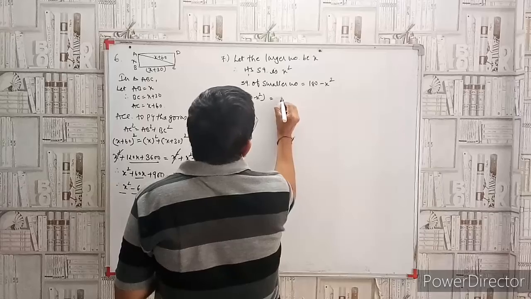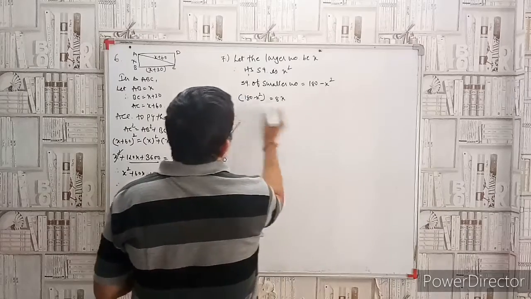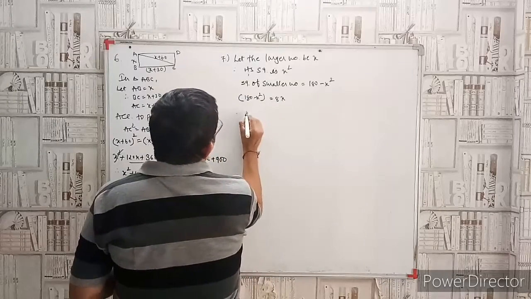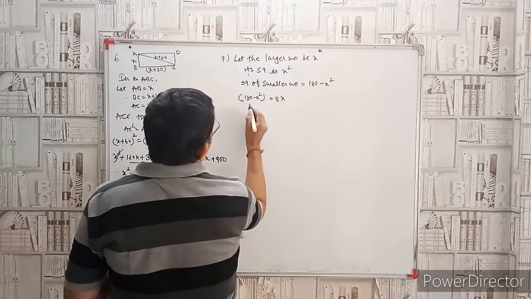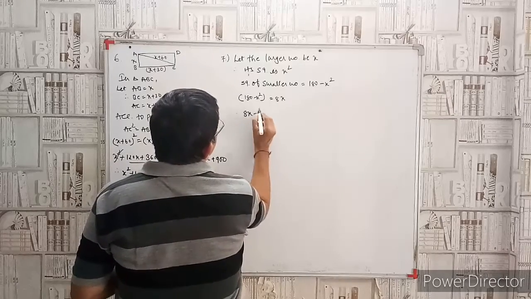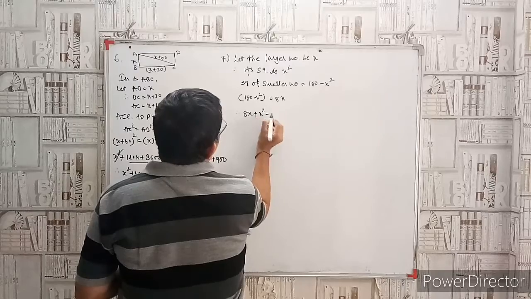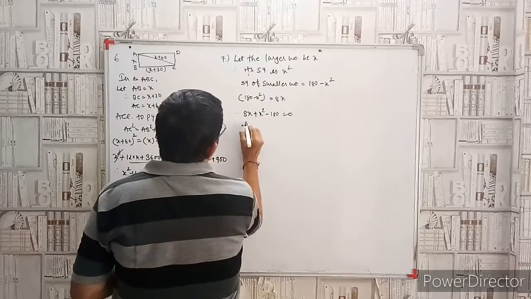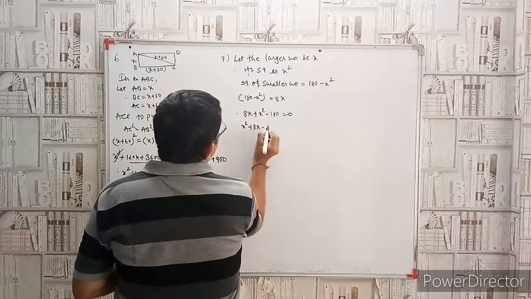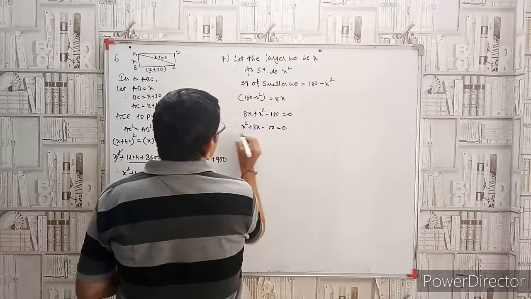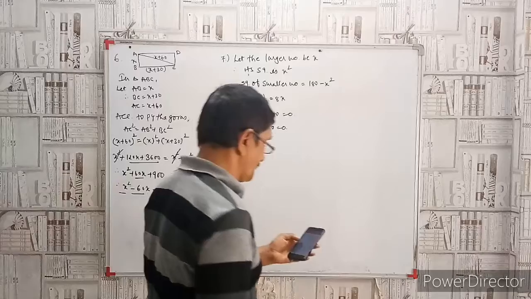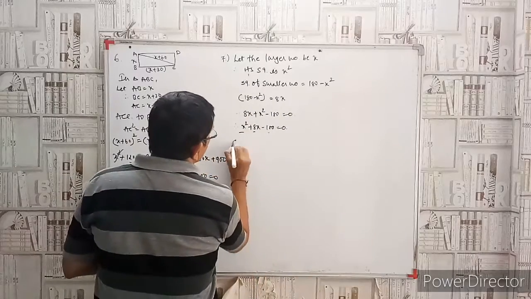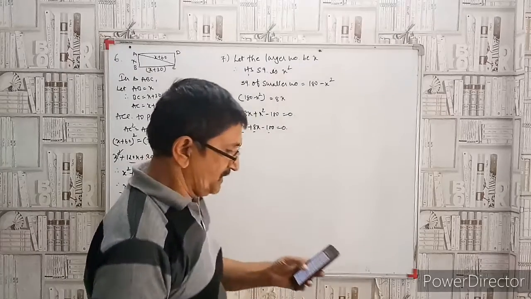The larger number is x, multiply it by 8, so both will be equal. So take the negative terms to the other side. So it is 8x plus x square minus 180 is equal to 0. So it is x square plus 8x minus 180 is equal to 0. A, B and C. Okay, the rest of the part you have to finish by the formula method.